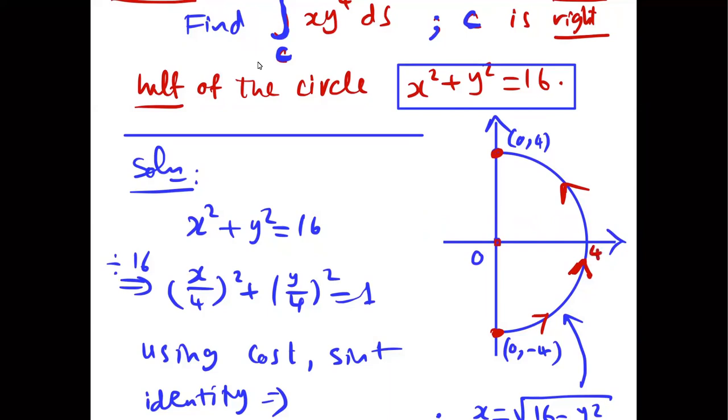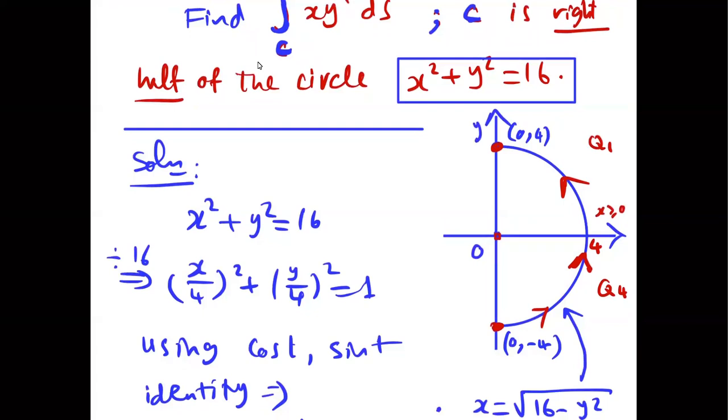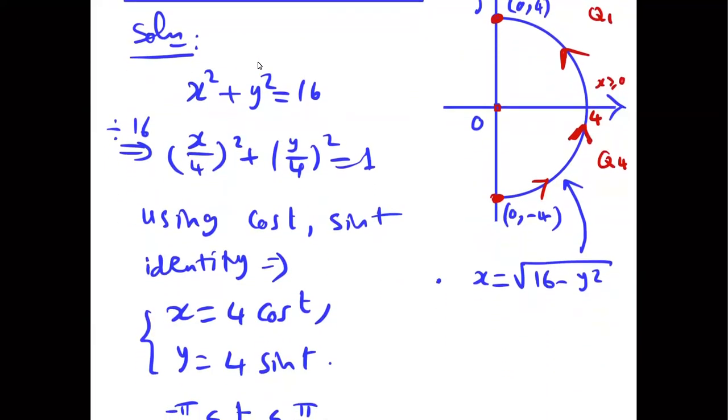The right half, as you see, is in quadrant 1 and quadrant 4, where x is bigger than or equal to 0. We begin from down there at the point (0, -4) and go up to (0, 4) on the y-axis. Of course, we can parameterize this circle using x equals 4 cosine theta and y equals 4 sine theta.